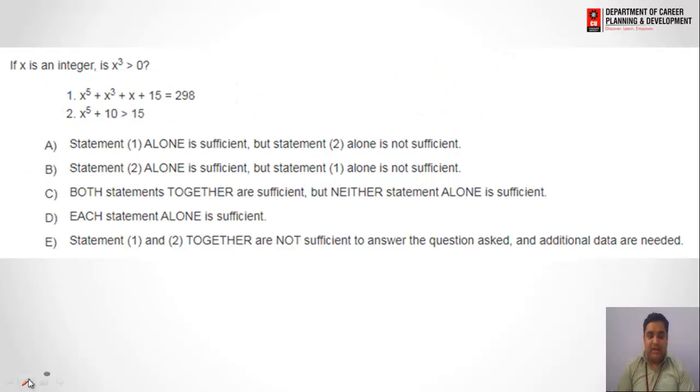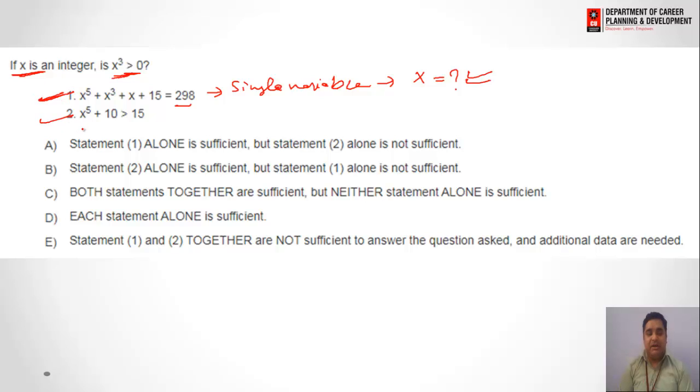Now the second question. If x is an integer, we need to answer whether x cube is greater than 0 or not. The first statement is x power 5 plus x cube plus x plus 15 equals 598. This equation is of a single variable, so we can find the value of x using this statement. Hence statement 1 is sufficient to answer the question.